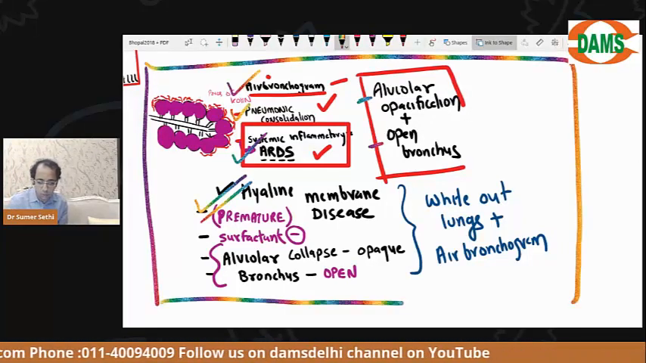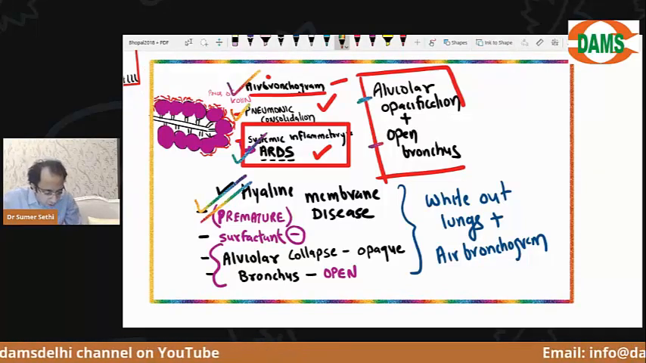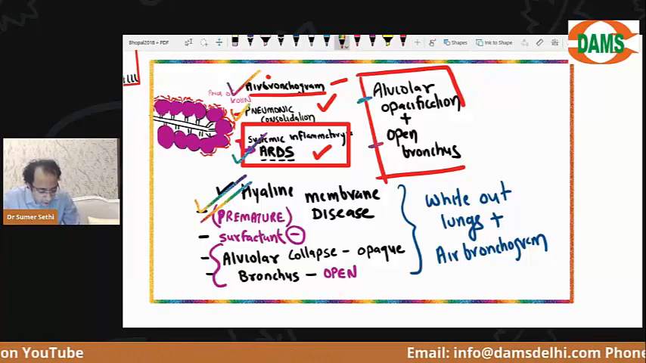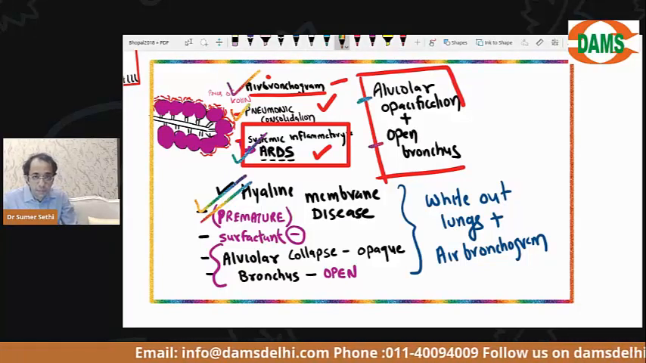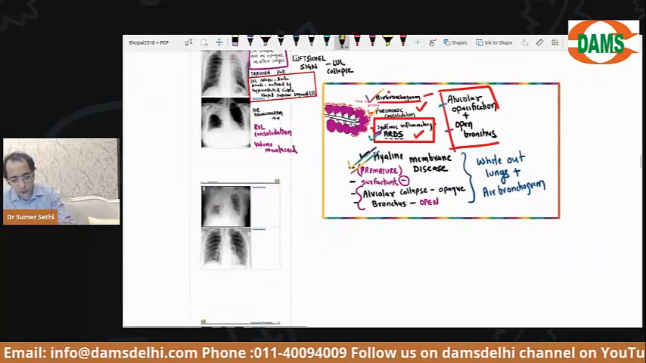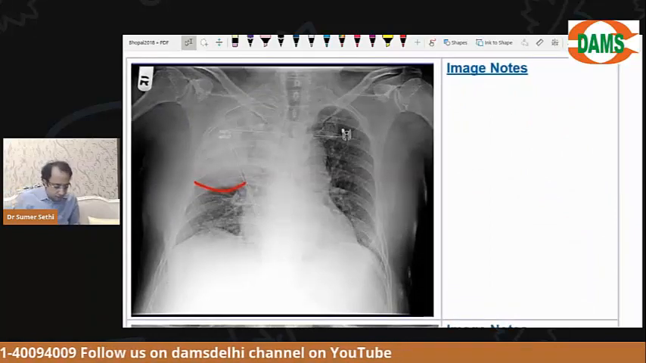All 3 of them would show air bronchogram. Okay. What is the prerequisite for air bronchogram? There should be a disease in the alveoli and the bronchus should be open. Everybody understands? Okay. Now let's see the next question and we try to solve the next image together.